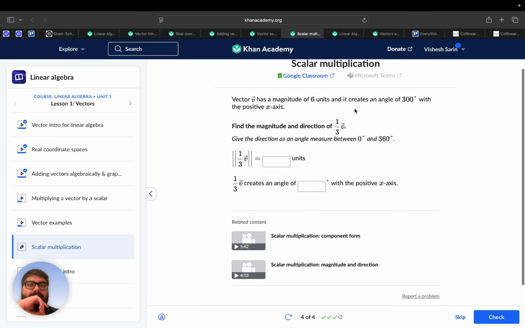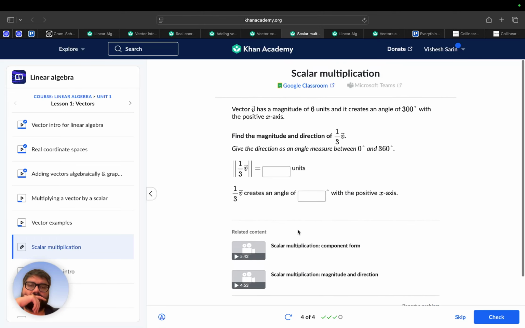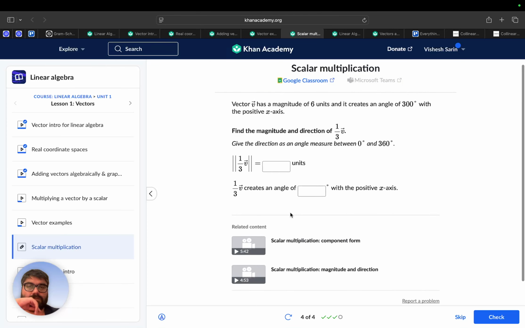Vector v has a magnitude of 6 units and creates an angle of 300 degrees with the positive x-axis. Scalar multiplication, component form, and magnitude of direction.